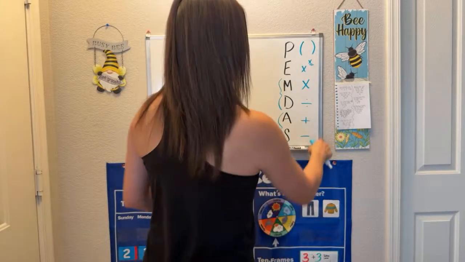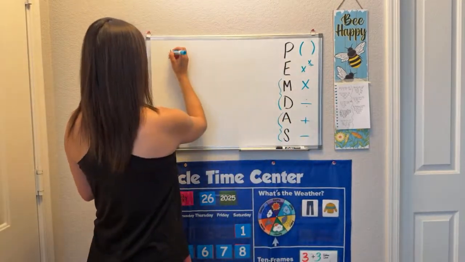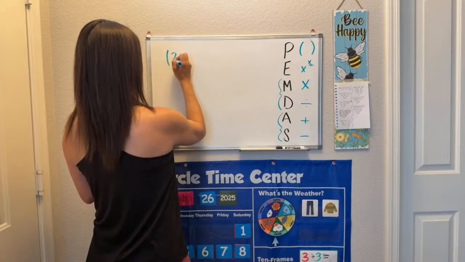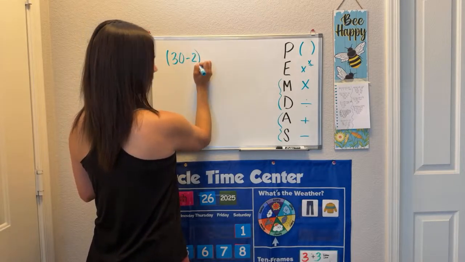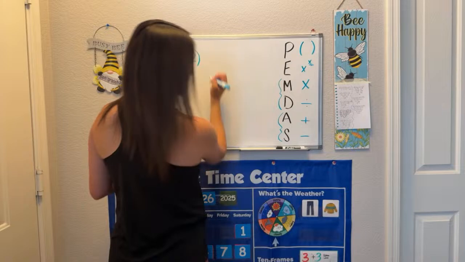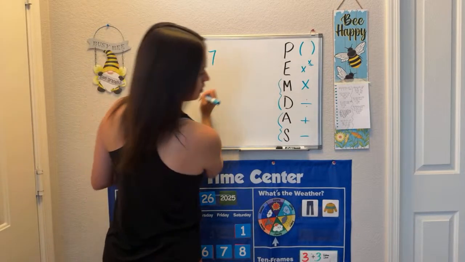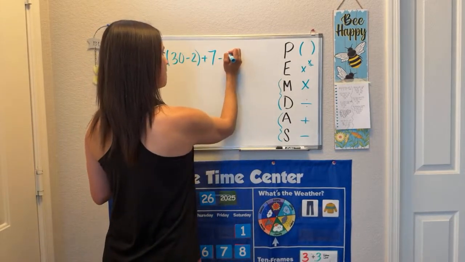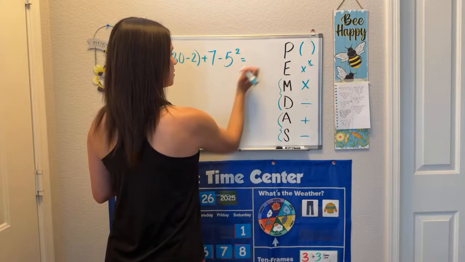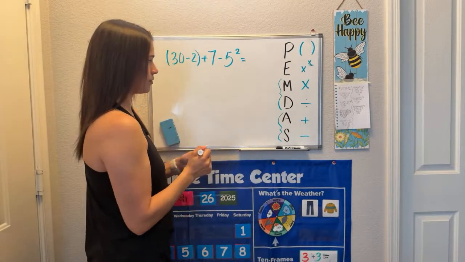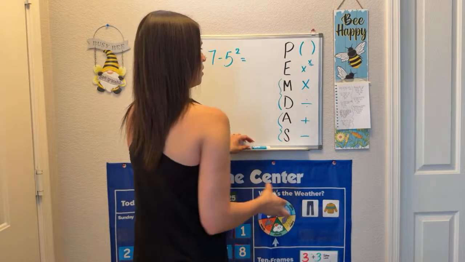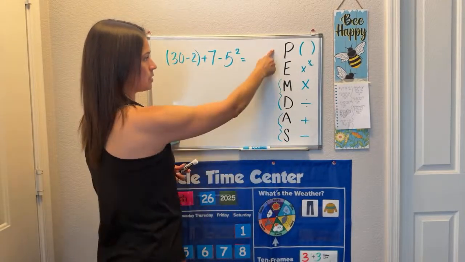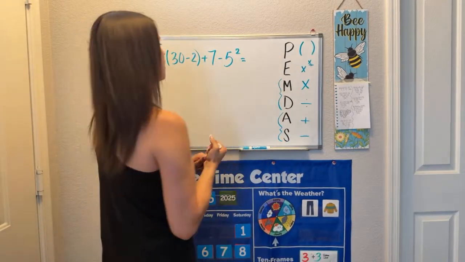All right, I'm done rounding. Moving on. We have 30 minus 2 in parentheses, close parentheses, plus 7 minus 5 to the second power, and solve from there. So again, just go through your PEMDAS, parentheses first. Let's solve for that one first.